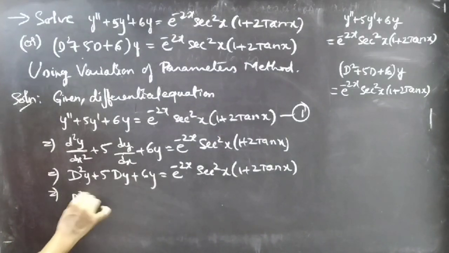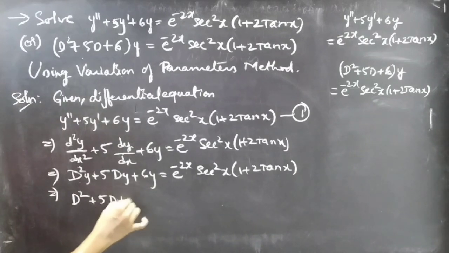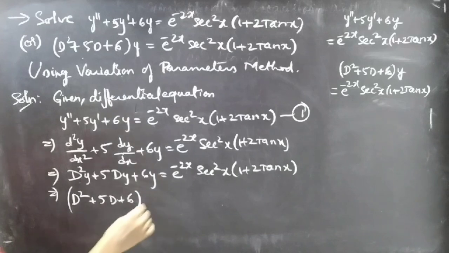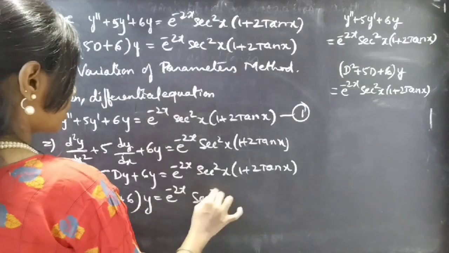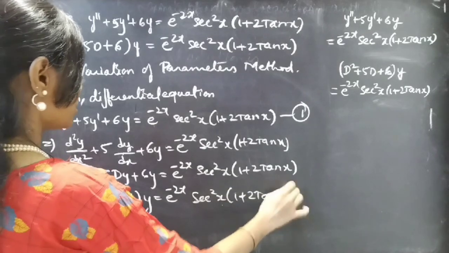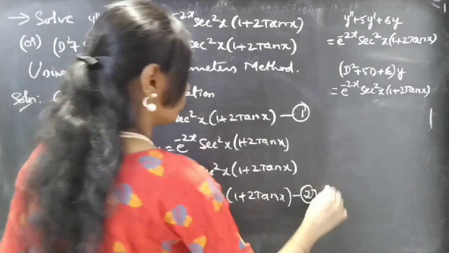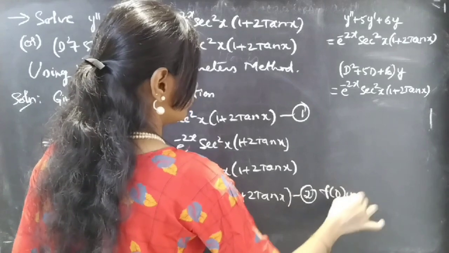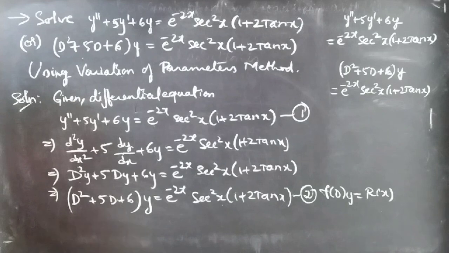We'll get D square plus 5D plus 6 into y equal to e power minus 2x into secant square x of 1 plus 2 tan x. Consider this as equation number 2, which is in operator form. Say f of D into y equal to function of x, where f of D equal to D square plus 5D plus 6 and r of x is the RHS part.